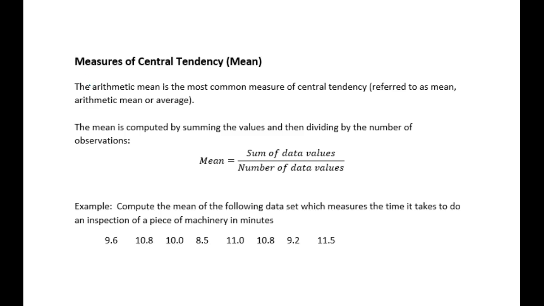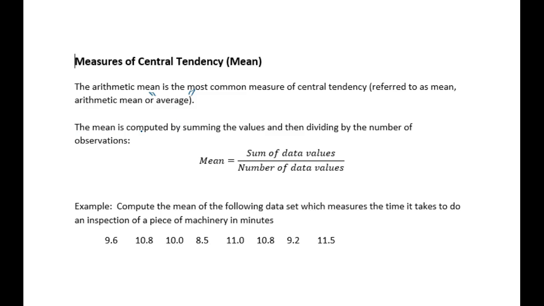So the first one we're going to look at is what we call the arithmetic mean. It's the most common measure of central tendency, or where, again, it tends to centralize. Sometimes people will refer to it as just the mean without the arithmetic part, or they might say arithmetic mean, or they might say average. So this is not our only term for average, but usually what people interpret as average.